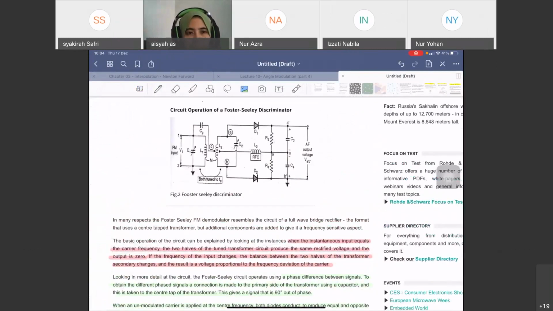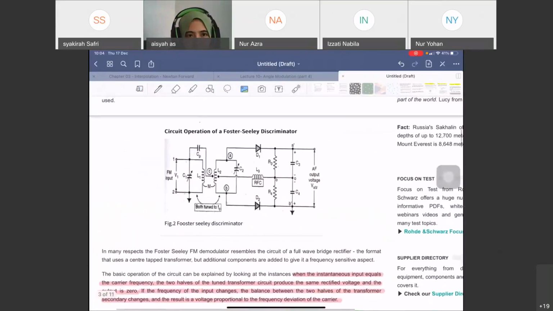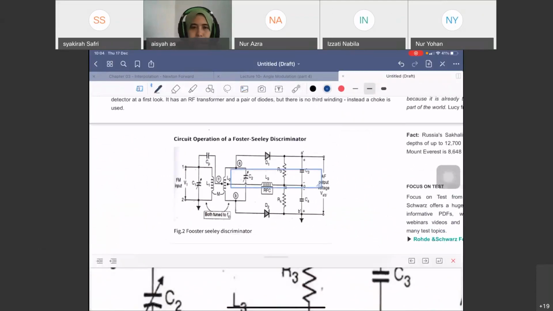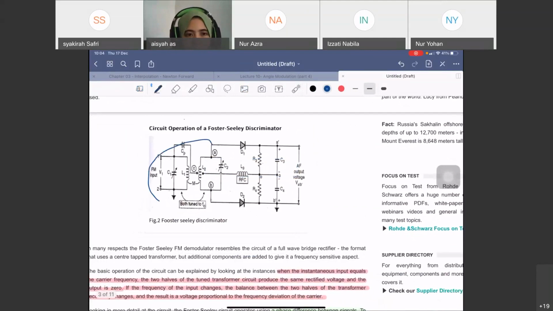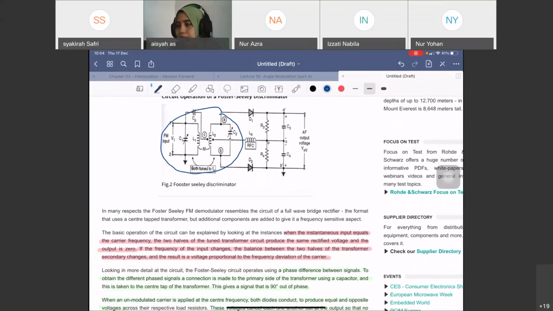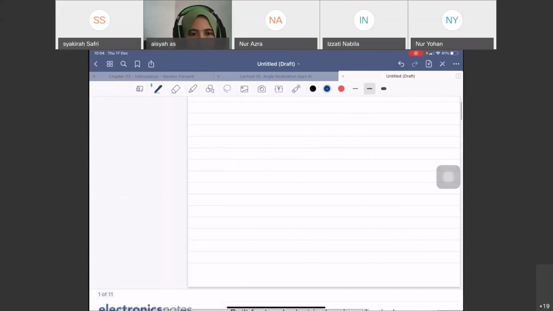So here is the circuit of the Foster Seeley discriminator. As you can see, here we have a transformer, and this transformer is a tuned circuit. And then the basic principle of Foster Seeley is that we use the phase shift difference, and then the voltage.